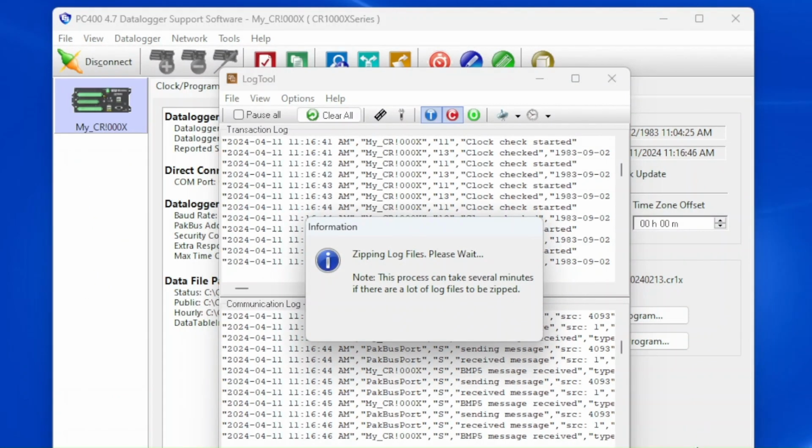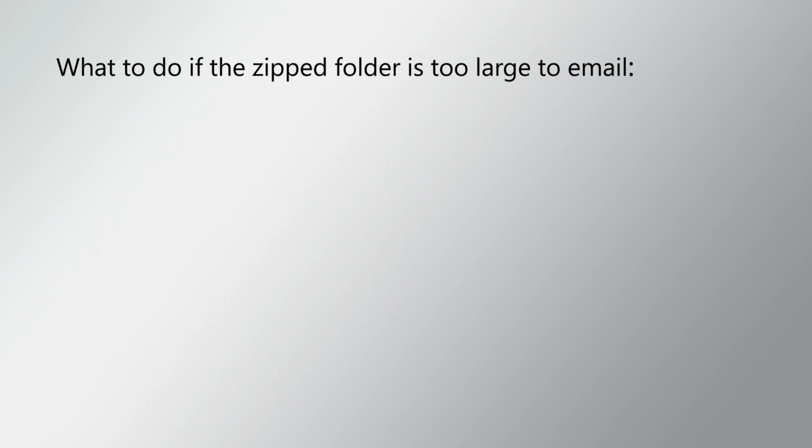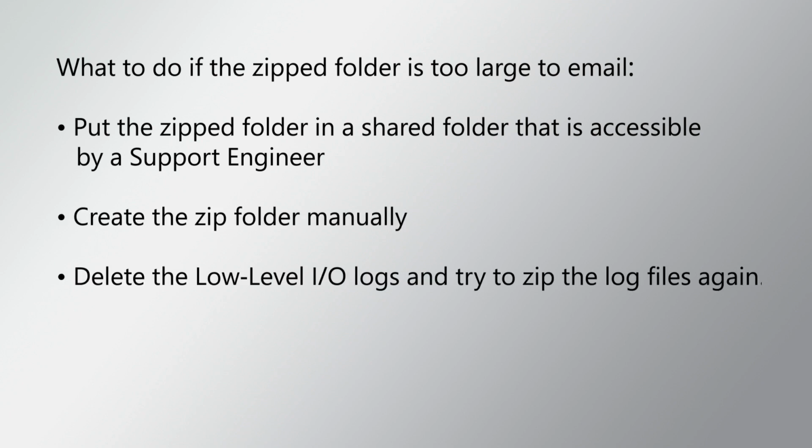If I have a large network with a lot of communication ports, such as many data loggers communicating over cell modem, my zipped log files folder may be too large to send by email. In that case, I could put it in a shared folder or create my own zipped folder manually. I could also delete the low-level I/O files and try the Zip All Log Files again.